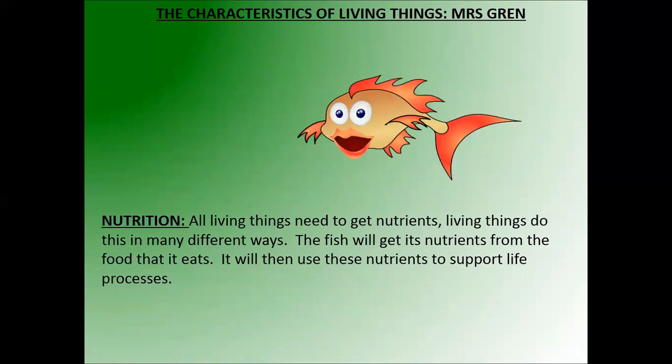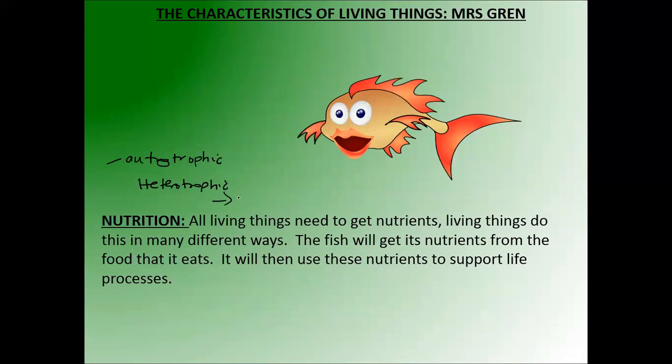Nutrition: all living things need to get food. Living things do this in different ways. The fish will get its nutrient from food that it eats. It will then use the nutrient to support its life. Nutrition can be divided into two, which is autotrophic or heterotrophic.